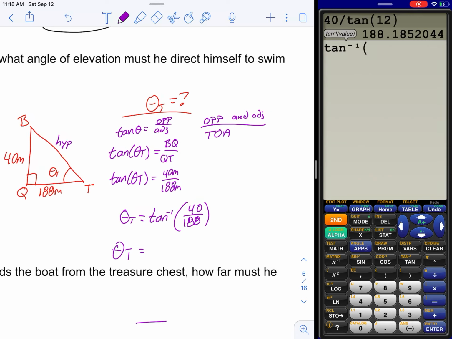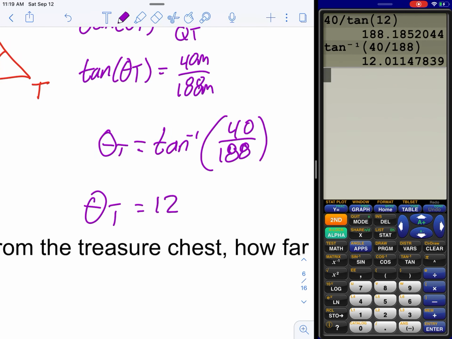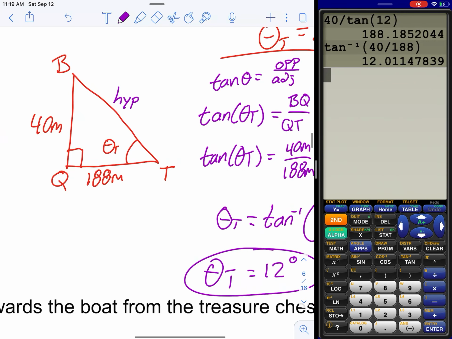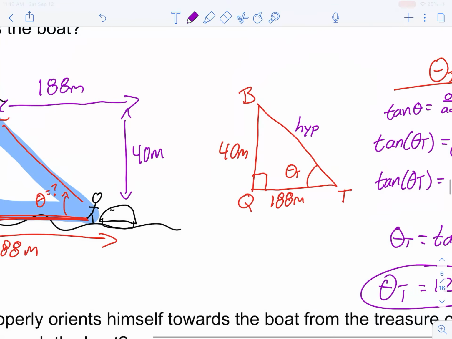So we have to press second tan, or the yellow button, then wherever your tan negative's found, 40 divided by 188, and make sure you're in degree mode. If you're getting a different number and you know you're doing it right, you're in the wrong mode, okay? And that's going to give us 12 degrees. So he has to angle himself for an elevation of 12 degrees from the horizontal.